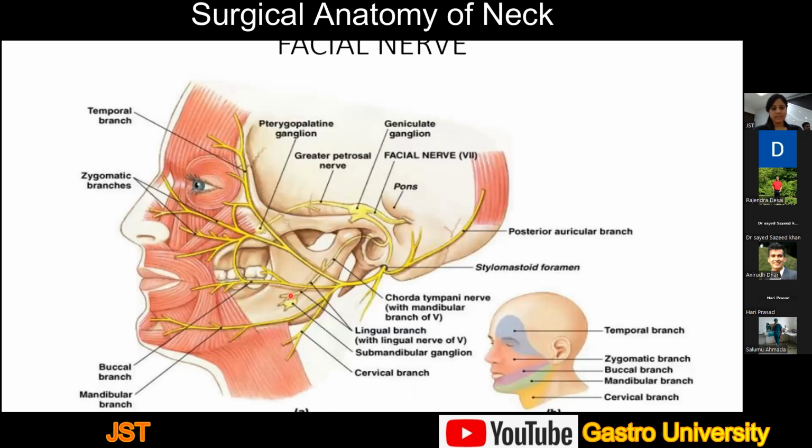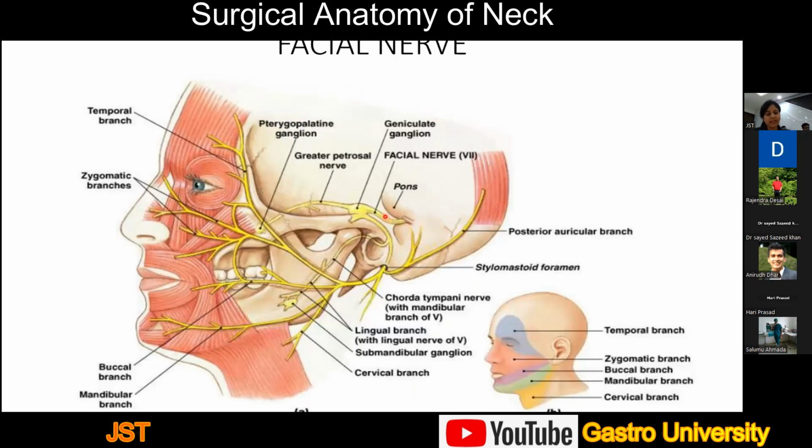Now let's look at the nerves. The favorite nerve of an ENT surgeon, as you all must be knowing, is the facial nerve. The facial nerve might not be of great significance to a gastroenterologist, but to briefly give you an overview, it emerges between the pons and the medulla.